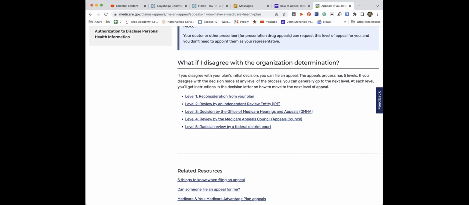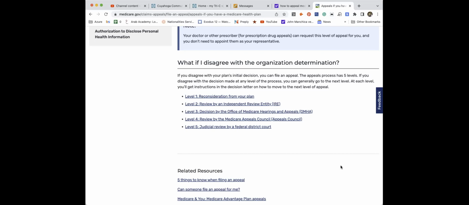So let's just talk about how many different levels of appeal there are. This is a case where the purpose was to ask Medicare to pay for medically necessary dental work. If you disagree with your organization's determination, you start with your health plan. The appeal process has 5 levels.